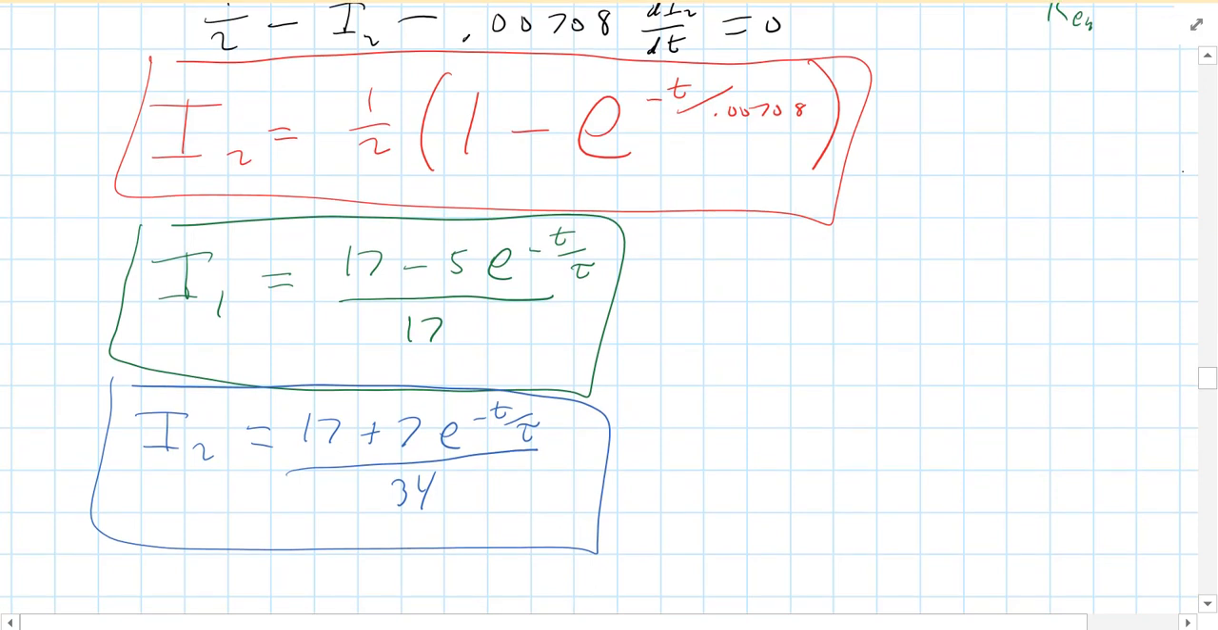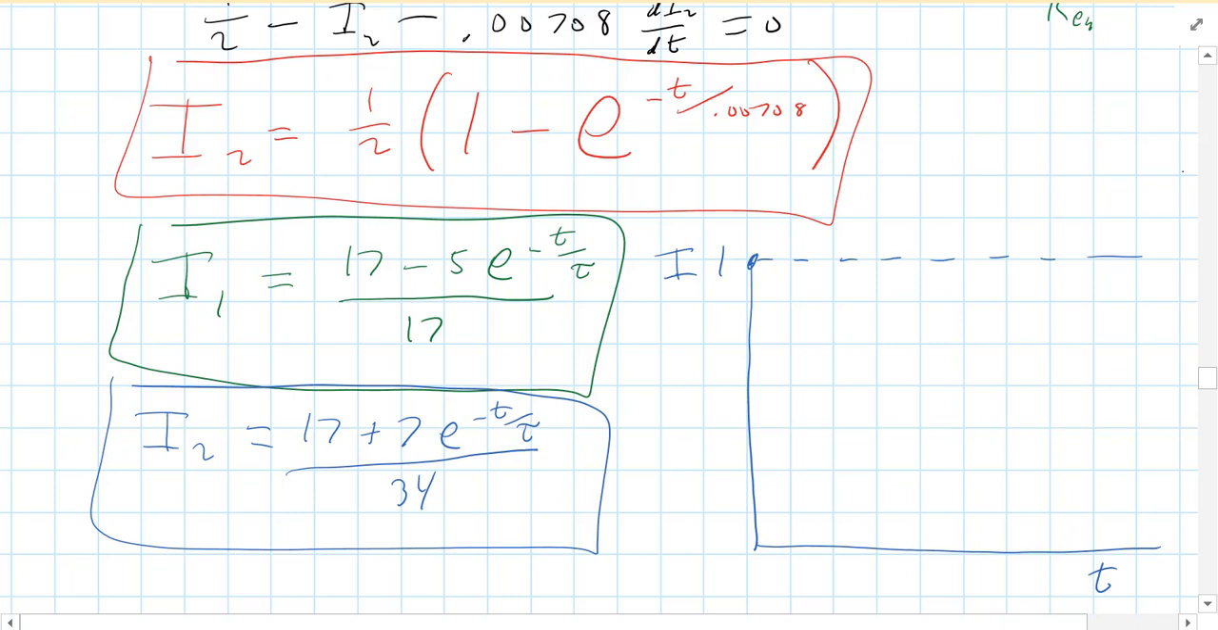If you were to graph these currents, this is current as a function of time. Okay, so you have some asymptotes. You have 1, 12/17, and a half. So I'll put the 1 right there.